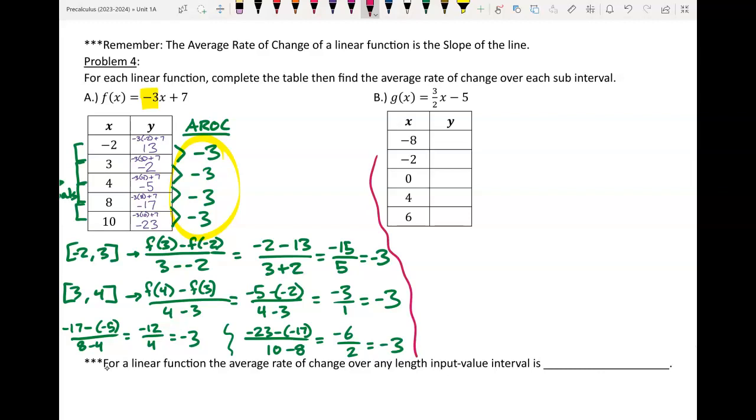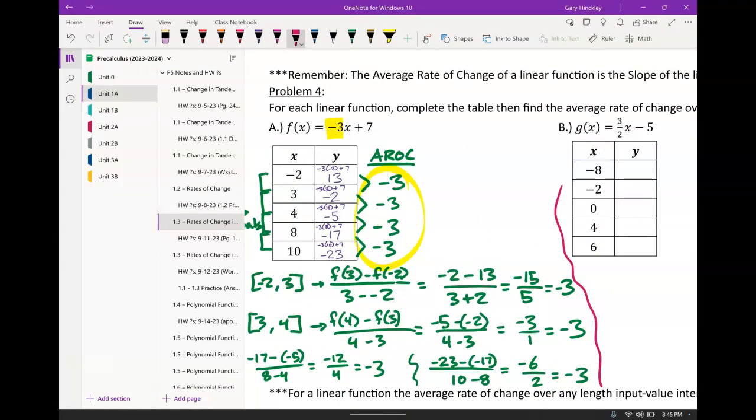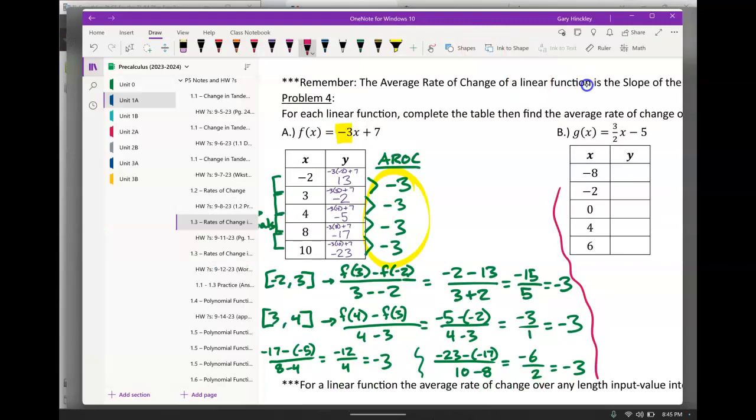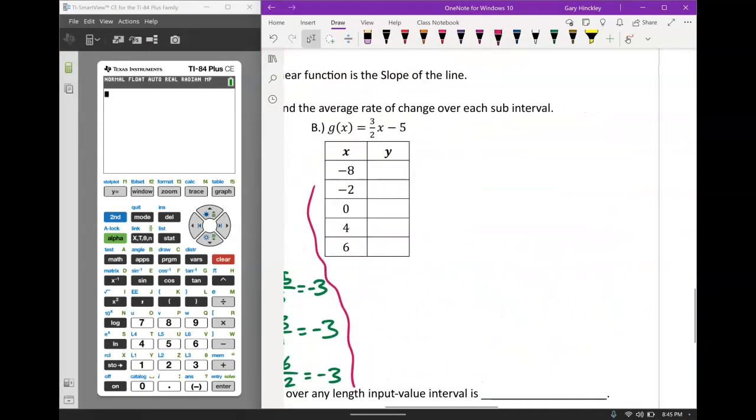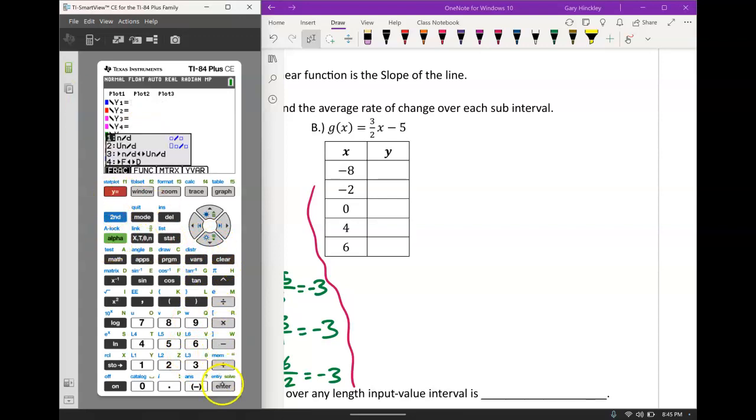And I'm going to go ahead and use my calculator to at least get the table. Here we go. So in my y equals, I'm going to go ahead and clear each of those out. And I'm going to have 3 halves x minus 5.